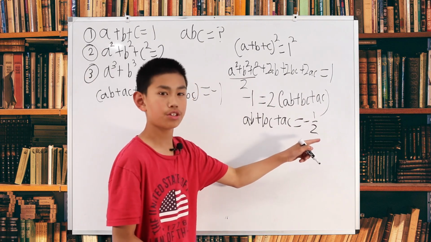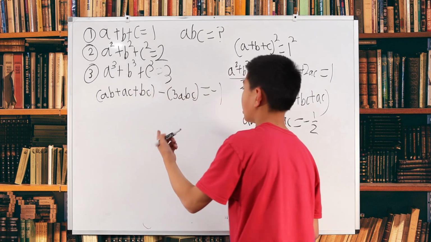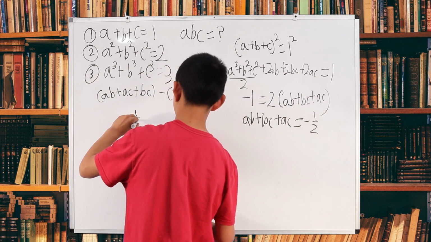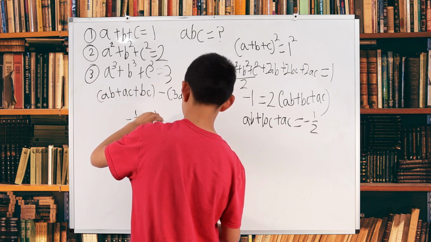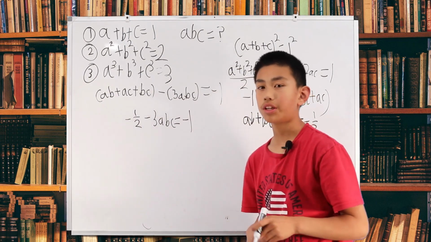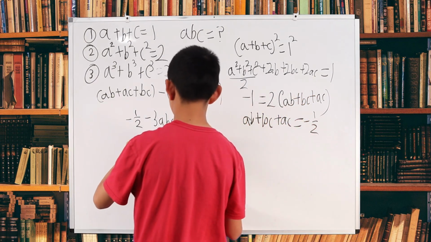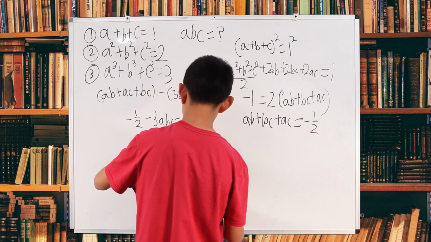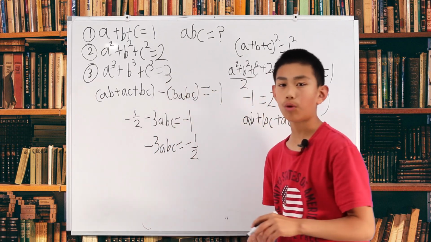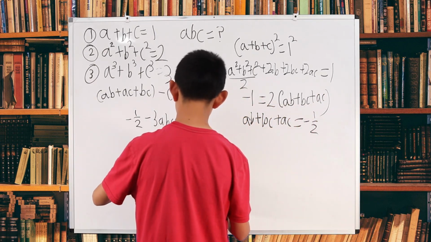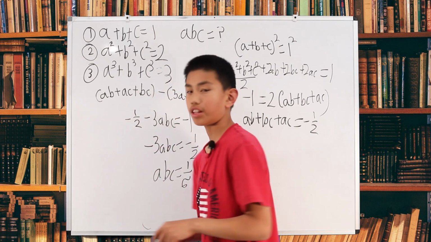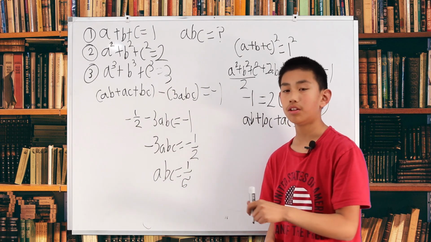Now we can put this into this equation. So instead of all this, it's just going to be negative 1/2 minus 3abc is equal to negative 1. And now we can add 1/2 to both sides. So negative 3abc is equal to negative 1/2. So therefore, abc is equal to 1/6. And that is our answer for this way of solving it.